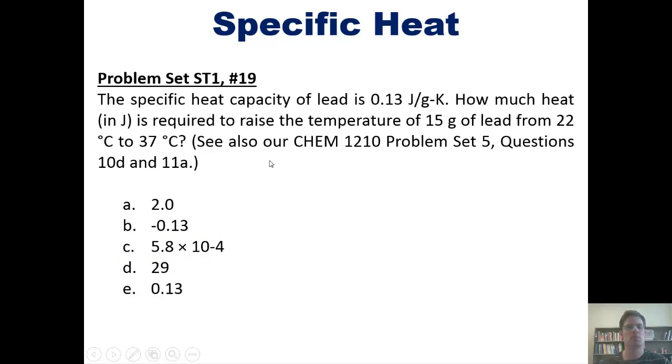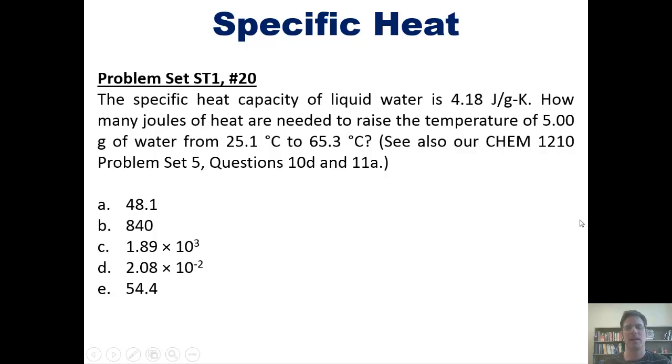Next, the specific heat capacity of lead is this number. How much heat in joules is required to raise the temperature of 15 grams of lead from 22 to 37 degrees Celsius? Next, the specific heat capacity of liquid water is, once again, this value. How many joules of heat are needed to raise the temperature of 5 grams of water from this temperature to that temperature? Alright, that's it.